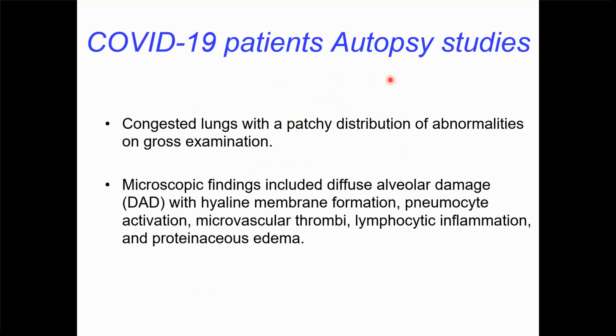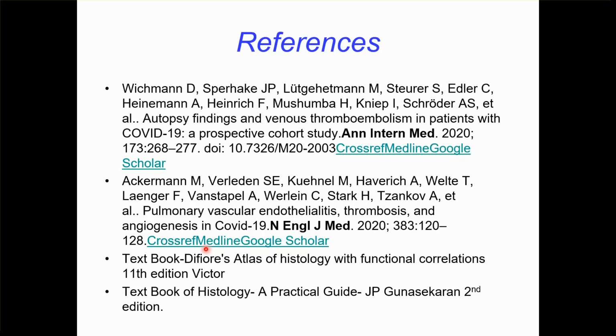So when they did autopsy studies in COVID-19 patients, they saw congested lungs with patchy distribution of abnormalities on gross examination. Microscopic findings included diffuse alveolar damage, it's called DAD, diffuse alveolar damage with hyaline membrane formation, pneumocyte activation, microvascular thrombi, lymphocytic inflammation, and proteinaceous edema. These were the references and the textbooks which were used.